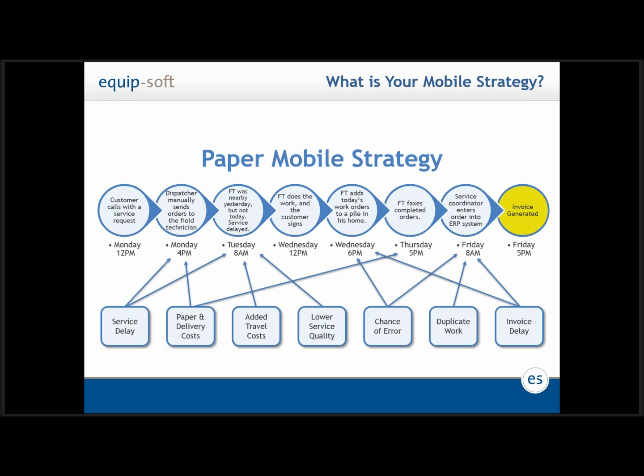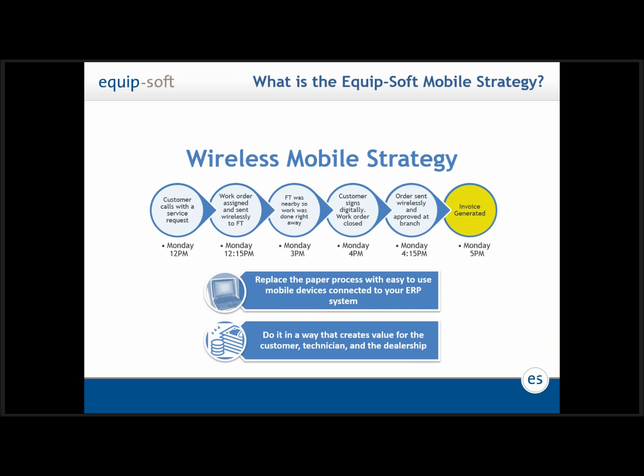So now this is a different version of the same timeline. This is the wireless strategy, right? So we're talking about what is your mobile strategy. Here's a wireless strategy to replace the paper strategy. It looks a lot better. Now, of course, this is not the only possible workflow, but this is a good example of how a wireless strategy may have solved the problems that we saw in the previous workflow.